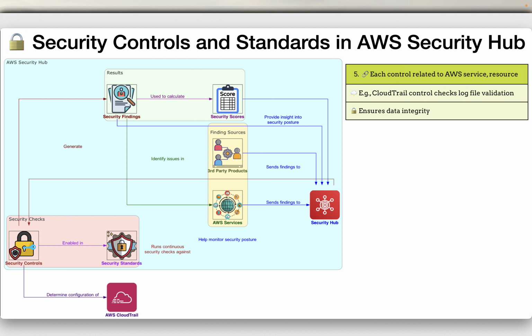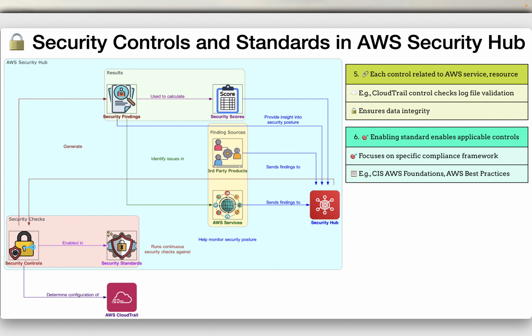Each security control is associated with a specific AWS service and resource. For example, the CloudTrail control is used to determine whether you have configured log file validation on your AWS CloudTrail logs, ensuring the integrity of your log data. When you enable a security standard in Security Hub, it automatically enables all the controls that apply to that standard. This allows you to focus on a specific compliance framework such as, for example, the Center for Internet Security (CIS) AWS Foundations Benchmark or AWS Foundational Security Best Practices.